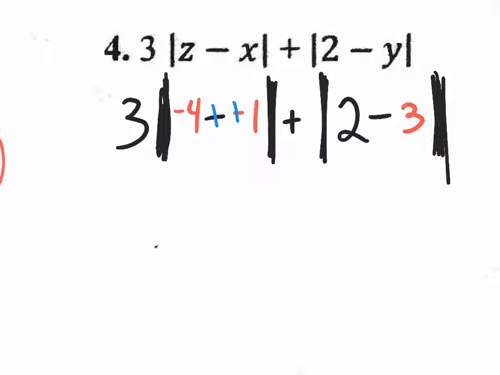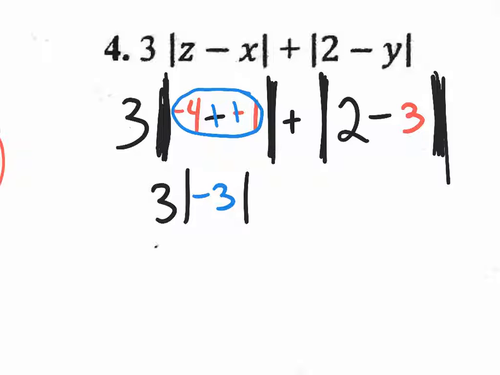So the minus negative changes to plus positive. Inside of the absolute value, negative 4 plus 1 is negative 3. So that's still inside the absolute value. There's still a times 3 out in the front. There's still a plus sign. And over here, we have 2 minus 3. What's 2 minus 3? That is negative 1. So we really have a negative 1 inside these absolute values over here.